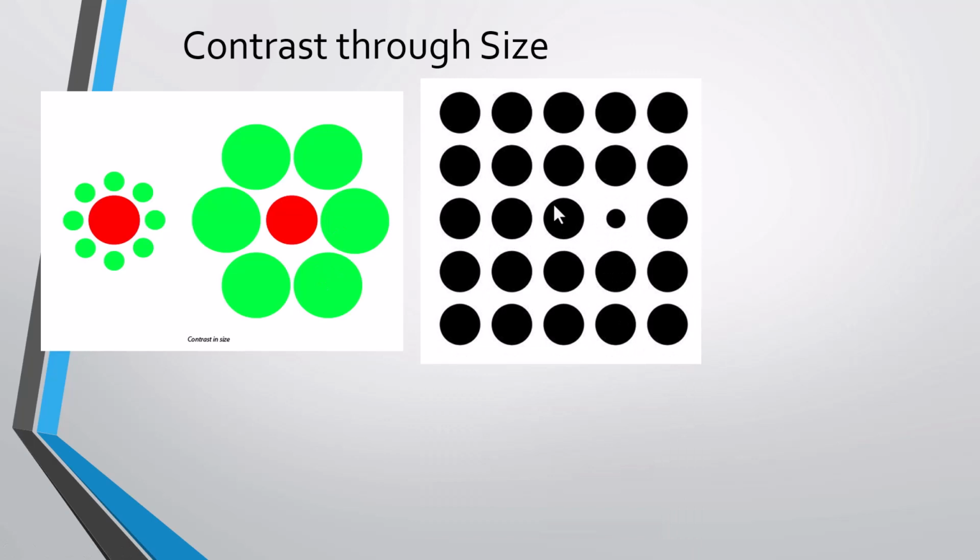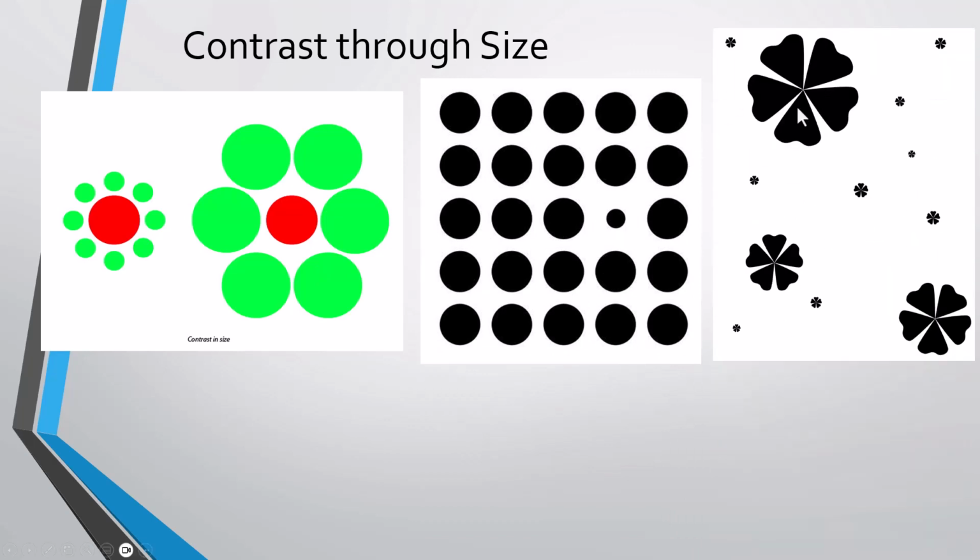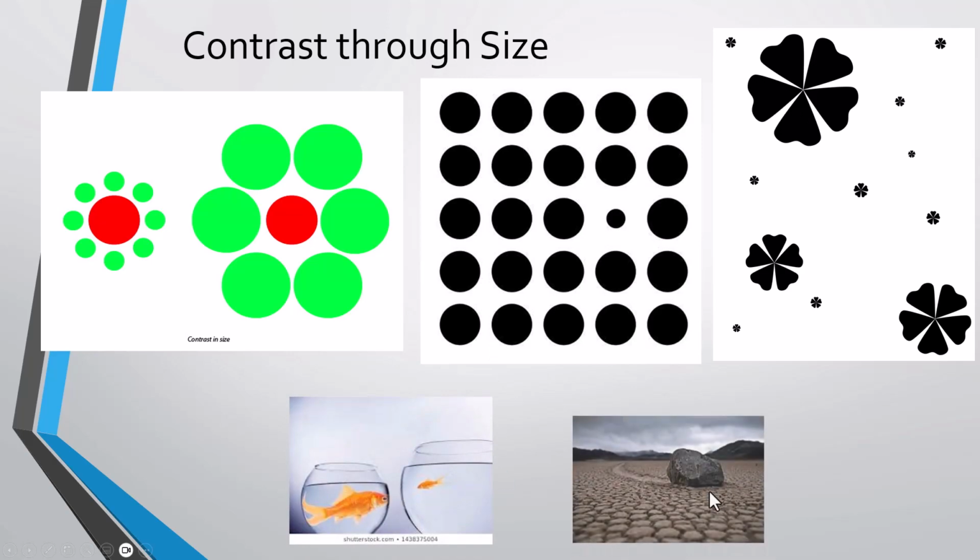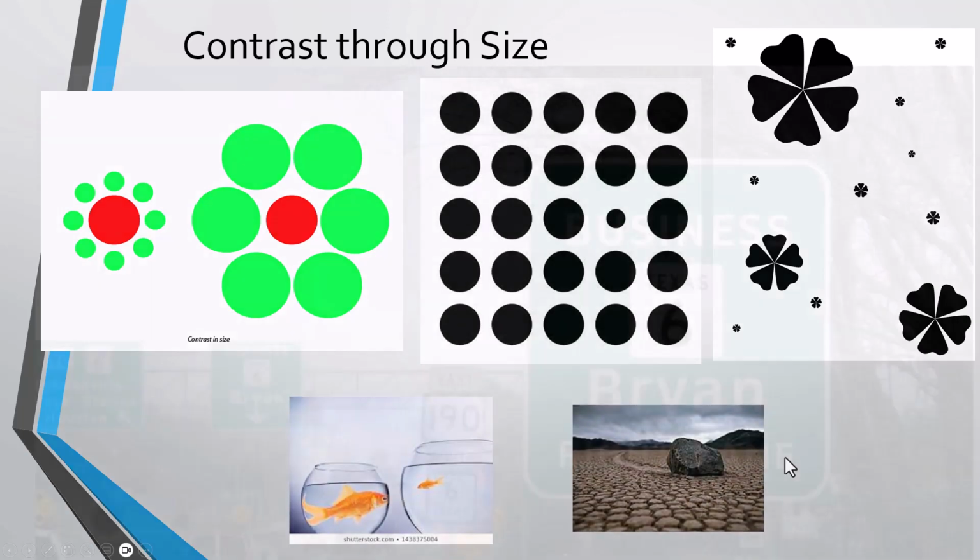Remember that anything that is larger is going to look like it's closer to you because of perspective. Things that are closer to you are bigger. Things that are off in the distance are small. Bigger, smaller, contrast.